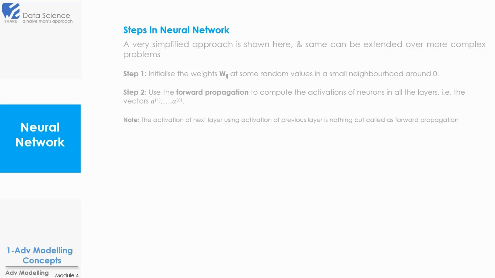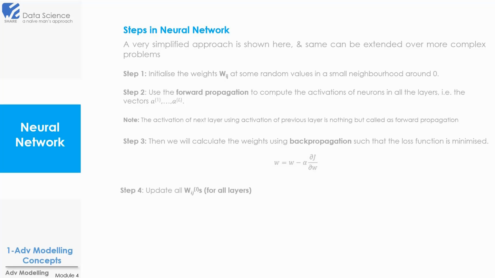Then in the second step, we will use the forward propagation method to compute the activation of neurons in all the layers. That is the vectors A1, A2 up to AL. The method that we saw earlier of calculating the activation function using neurons from the previous layer is nothing but forward propagation. So we have already studied this. Then in the third step, we will have to calculate the weights using back propagation such that the loss function is minimized. This is a crucial step and I will be explaining this in detail. But for now, see the next step first.